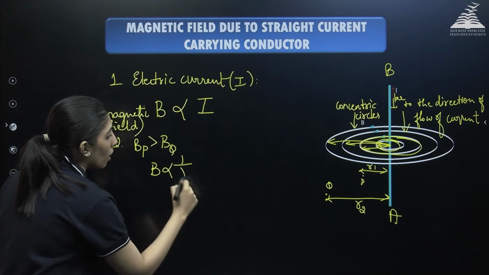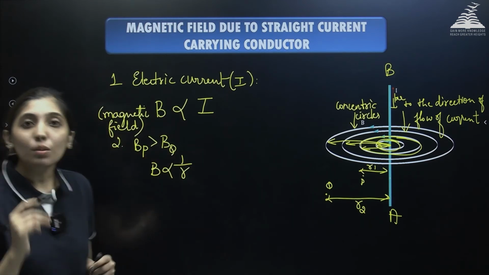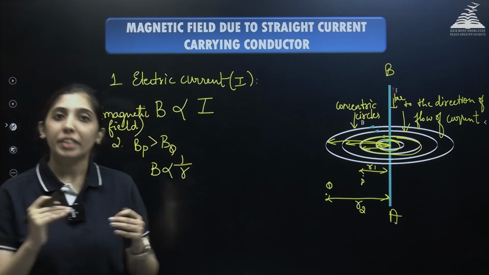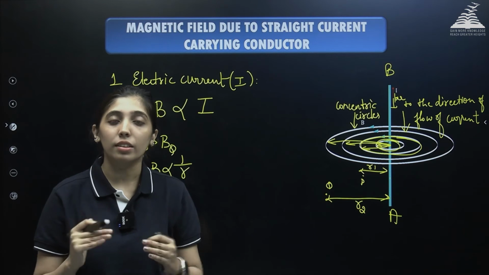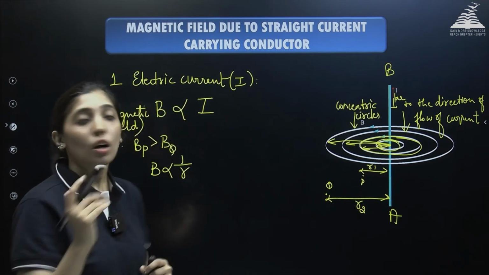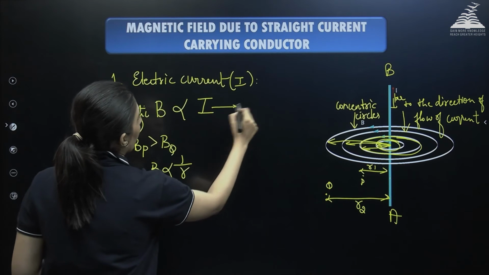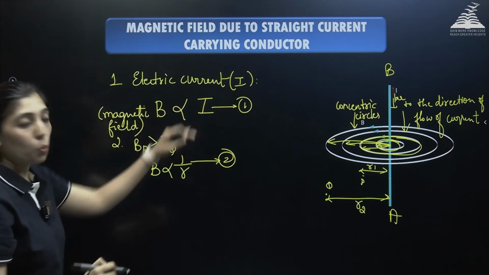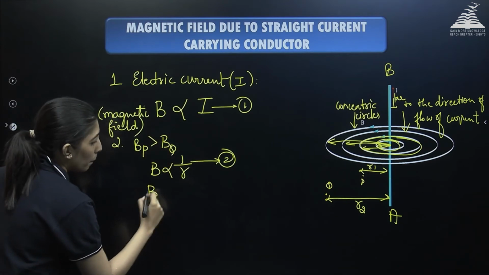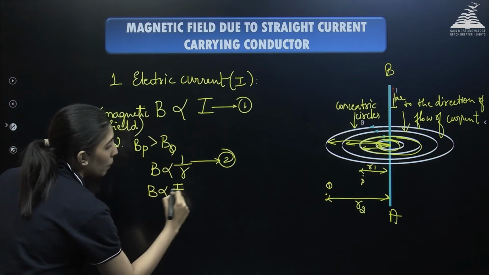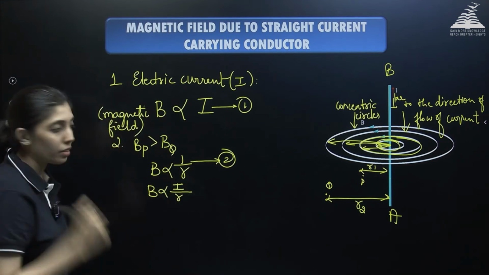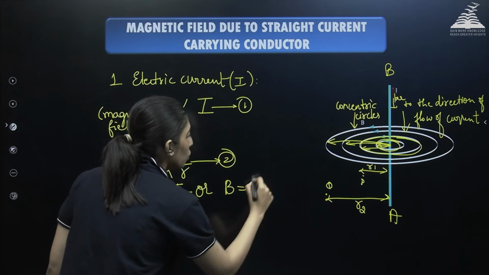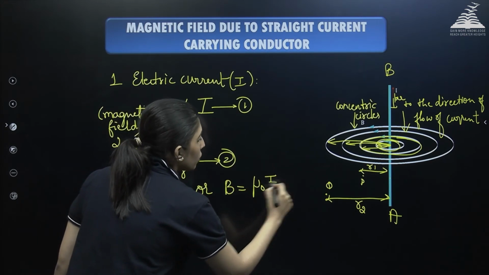to 1 by R, or B is inversely proportional to R. If the distance increases, magnetic field decreases. If the distance decreases, magnetic field increases. Now, let's call this to be equation 1 and this to be equation 2. Now, let's combine 1 and 2. We get B is directly proportional to I by R, or removing the proportionality sign, we get B is equal to mu naught I by 2 pi R.